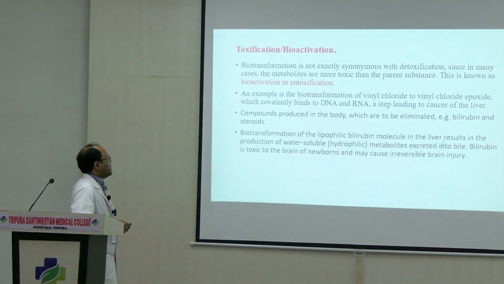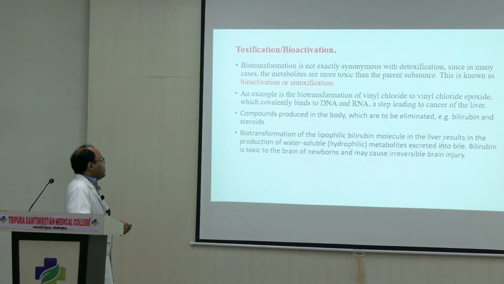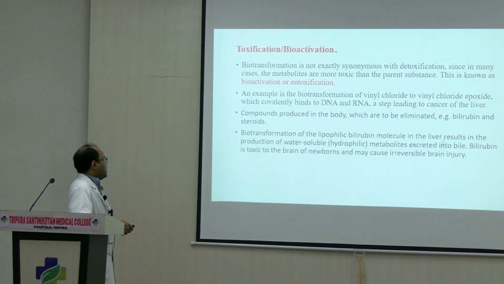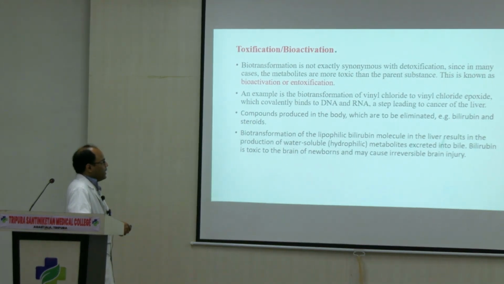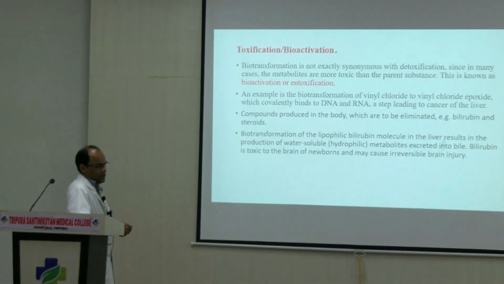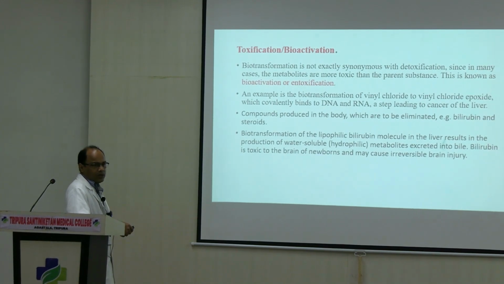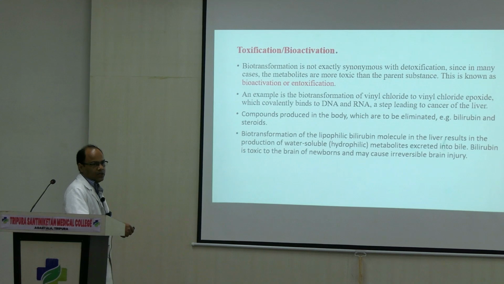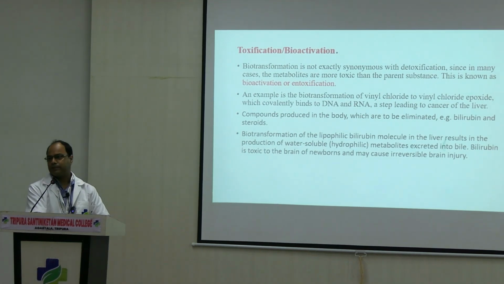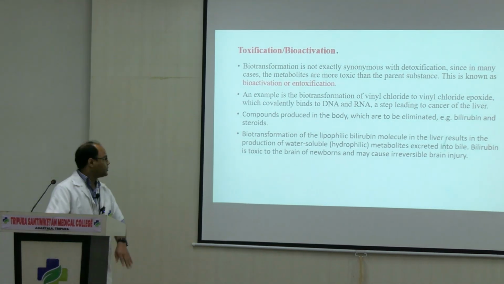Another is vinyl chloride. Vinyl chloride changes into vinyl chloride epoxide, which binds to DNA and RNA and becomes a carcinogen, leading to liver cancer. Vinyl chloride is a substance sometimes used in the chemical and plastic industry.